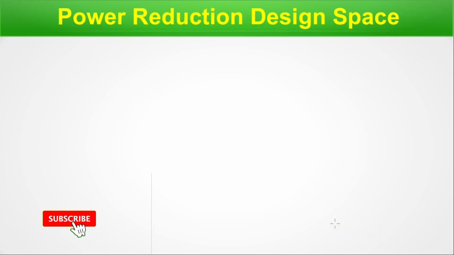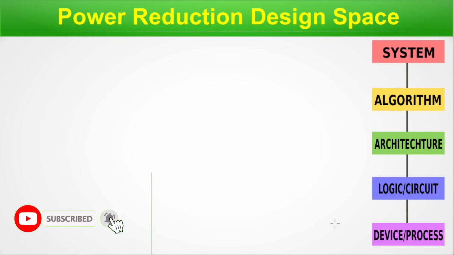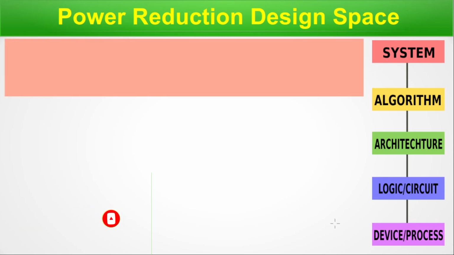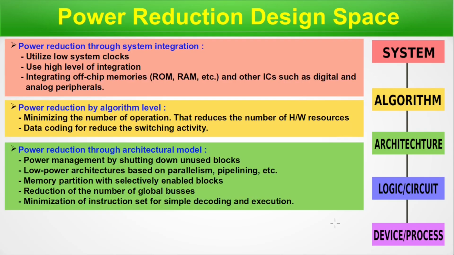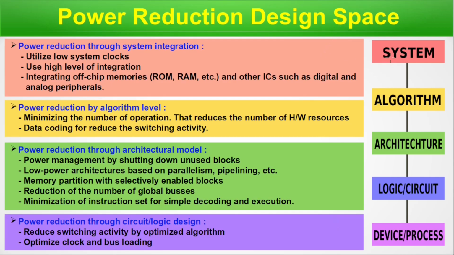Power reduction design space. Here we will discuss at which space, at which step, which kind of measure we can take. We have used a color code. This is system level, so power reduction through system integration. Utilize low system clocks. Clock is connected to every sequential component of the whole design, so clock is one part which consumes huge power. We will see that. Using a low system clock can help.